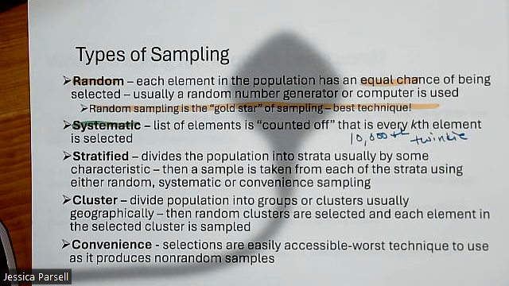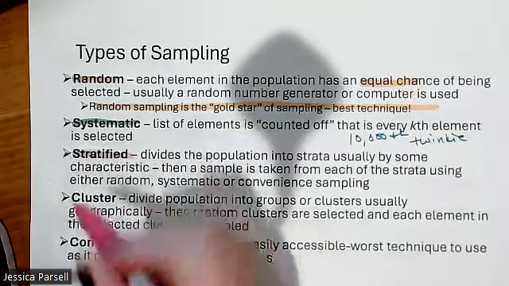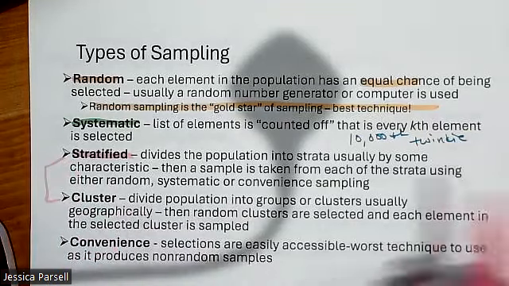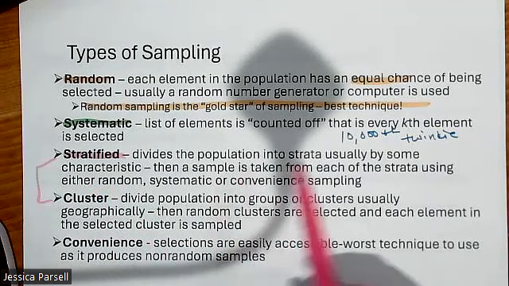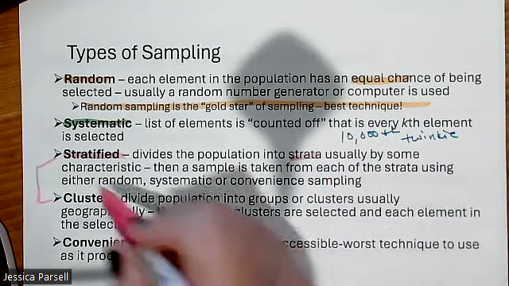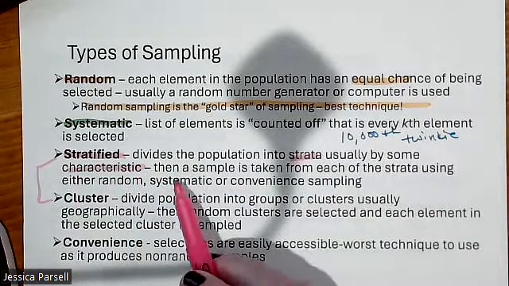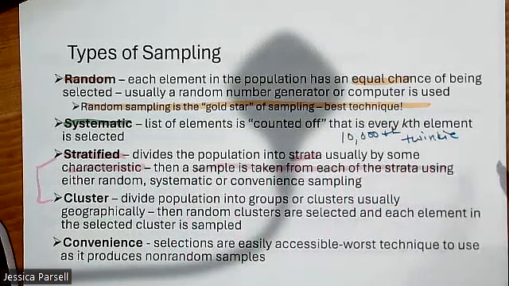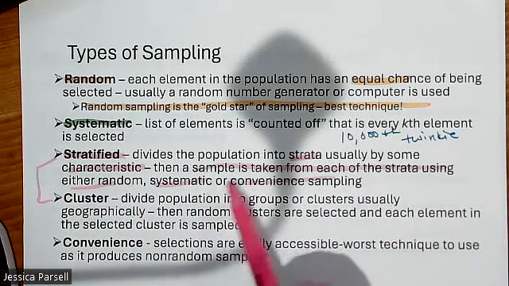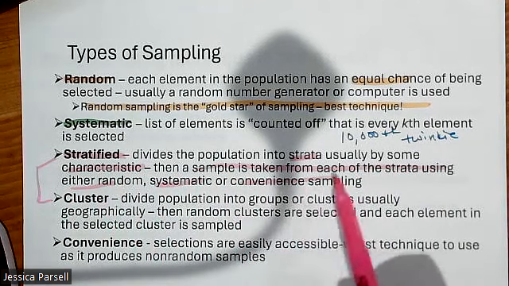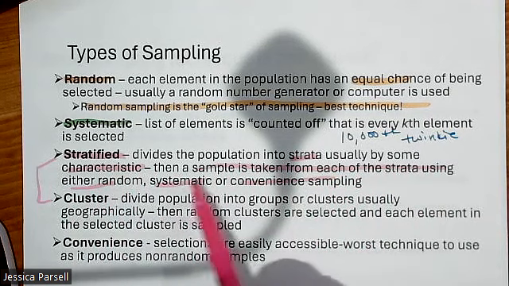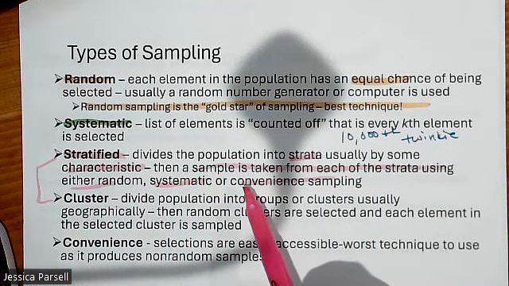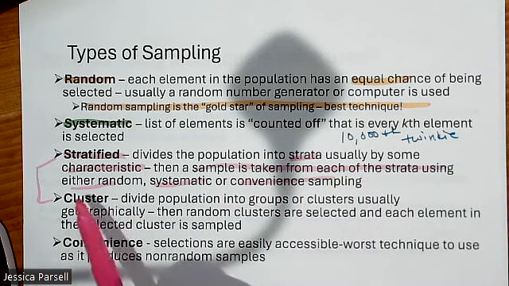We have stratified. All right, so stratified is very similar to cluster. A lot of times these get confused or confusing between the two. So I'm going to try to help you with that. So stratified divides the population into different strata, usually by some characteristic. Then a sample is taken from each of the strata using either random, systematic, or convenient sampling. So think about stratified is they're taking the population, they're dividing them up into little strata by some sort of characteristic. Then they have all of these people divided up by some characteristic, then they go in and take a sample from each of the strata.